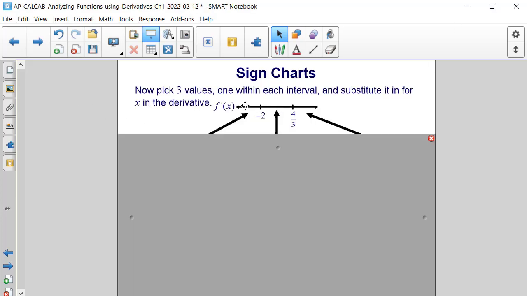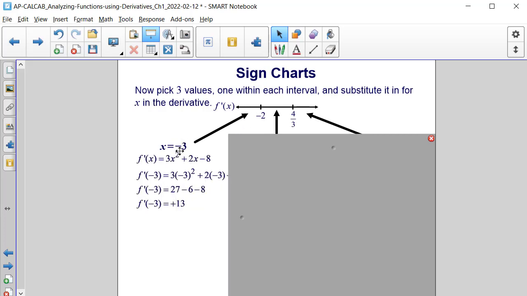Now we can pick 3 values, one within each interval. So we have 3 little intervals here. And then substitute the value that's chosen in for x in the derivative. So we want something first that's less than negative 2. Easiest thing to do would be negative 3. So if you use x equals negative 3 and you substitute it into the derivative, you will end up getting positive 13.